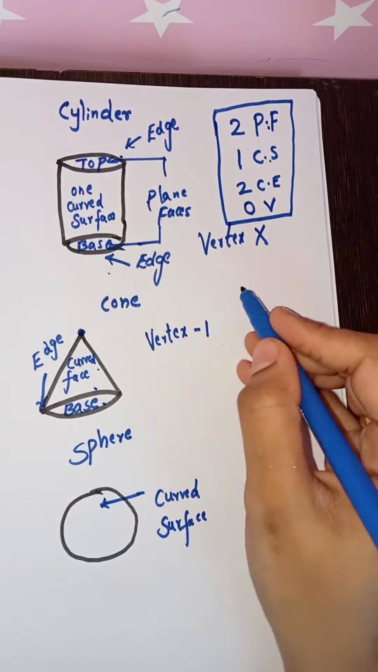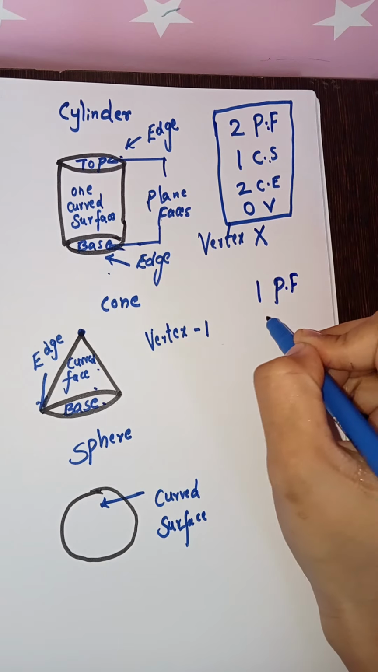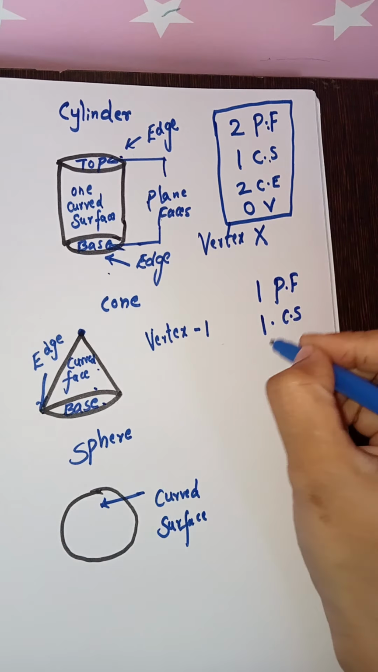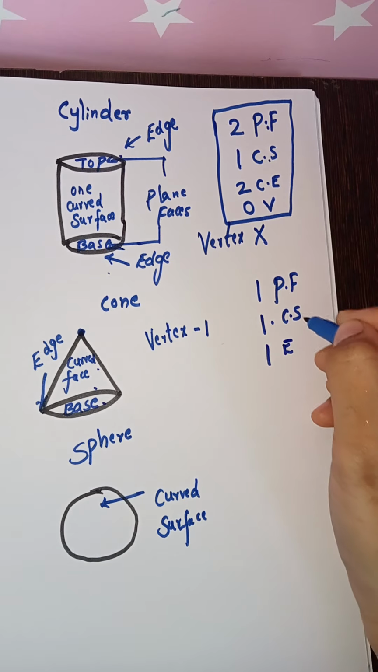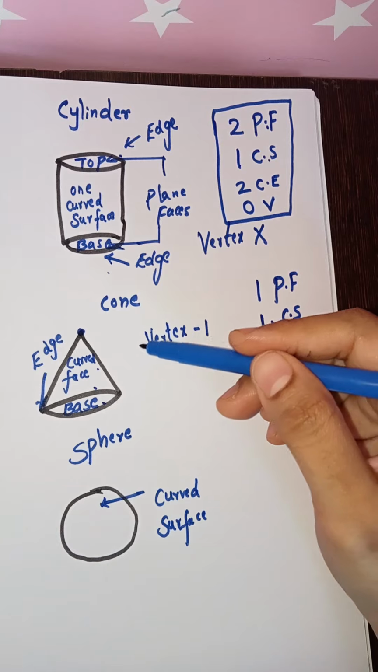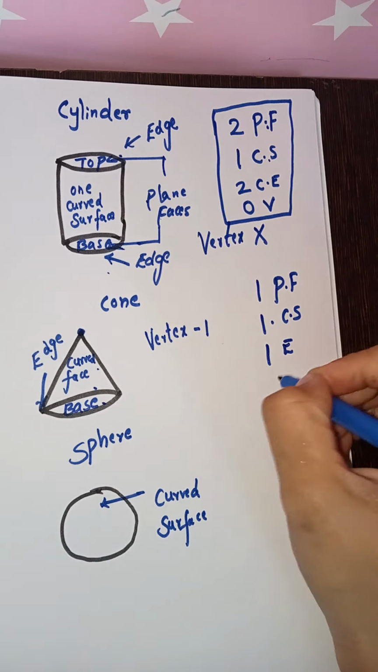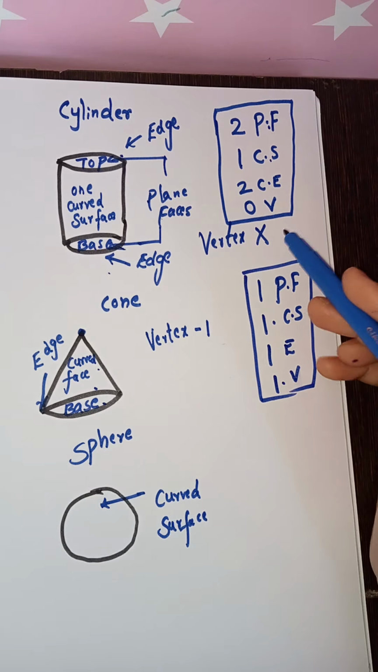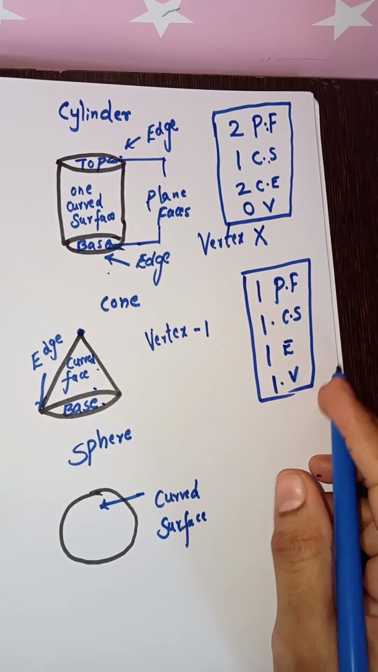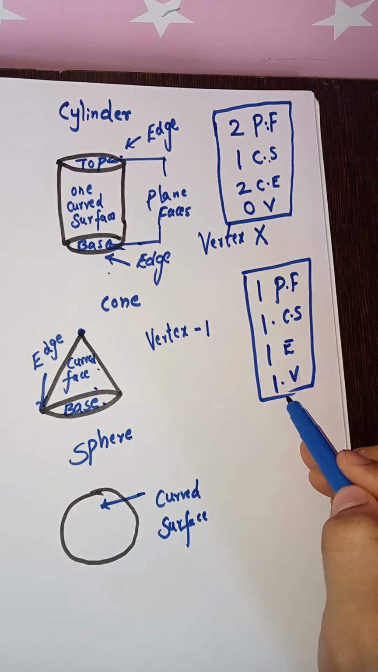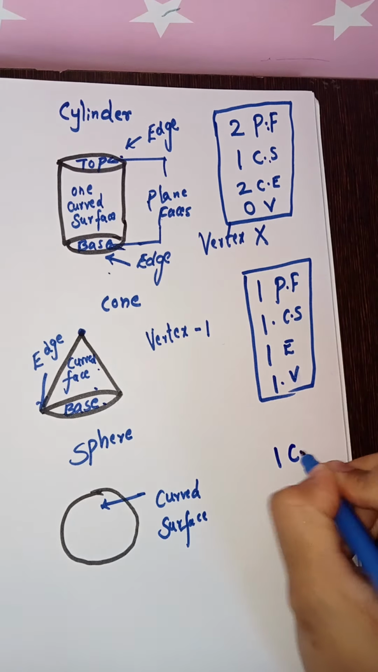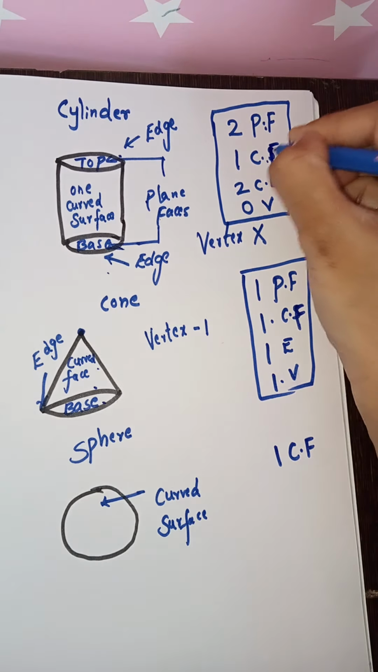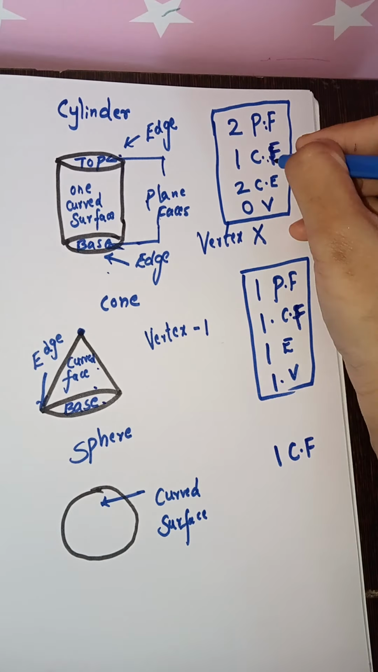Coming to the cone, you have one PF, plane face, that is at the base, one curved surface, and one edge where the curved surface meets the plane face, and it has one vertex. So this is about the cone. But in the cylinder you have zero vertices. In the sphere you don't have any plane faces or edges or vertices. You have only one curved face. I can write it like CF. So PF means plane faces, CF means curved faces.